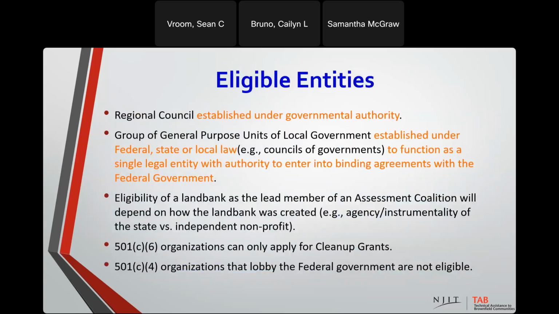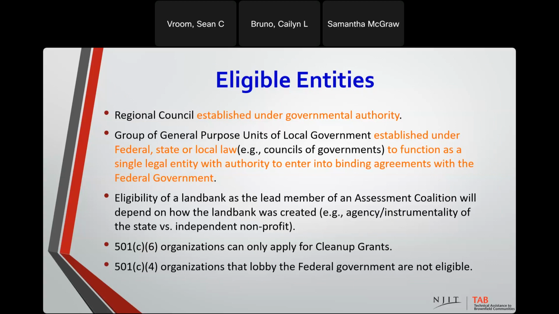So again, eligible entities for these grants can be a regional council that's established under a governmental authority, a group of general purpose units of local government that are established under federal, state, or local law. That might be a council of governments as well, that function as a single legal entity with authority to enter into binding agreements with the federal government. Land banks: what's changed with their eligibility this year is that if they were created as an agency or an instrumentality of the state, they are eligible for these grants. If they are independent nonprofit land banks, then they are not eligible for EPA funding through this program.